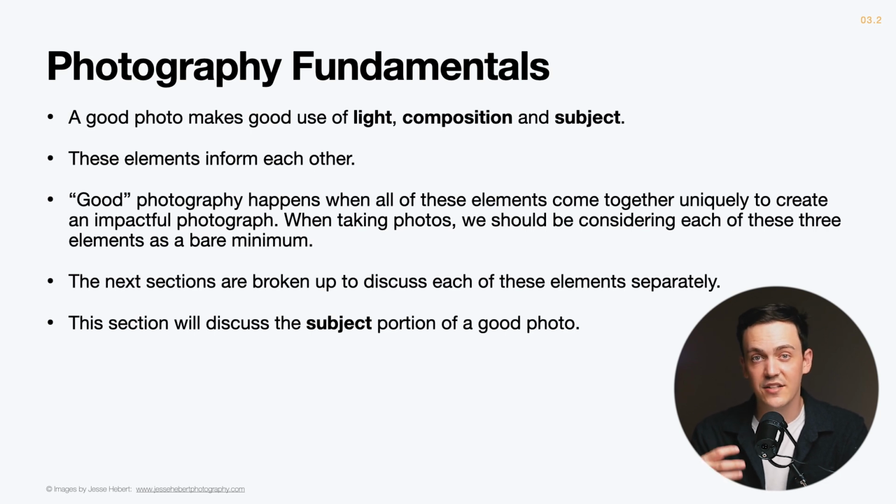A good photo makes good use of light, composition, and subject. These three elements are at the core of photography. Each of these elements inform one another. A certain type of light may alter your composition. Your subject may alter the way that you light or compose them. It's important to consider all three of these elements when taking photos.